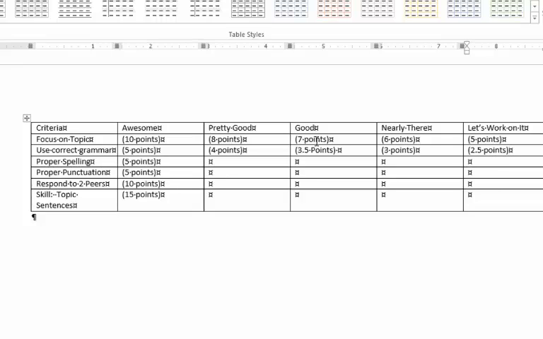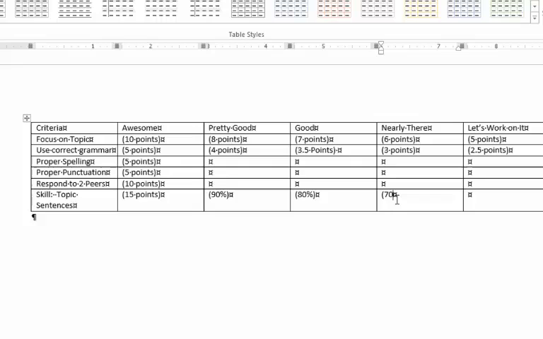You set the standard wherever you want to set the standard. And it may not be the same for everything. For the topic sentence to be pretty good, they may have had to do that at a 90% level. And so I would put in whatever 90% is. And to be good, they would have to be at the 80% level. So not all of your criteria, the awesome, pretty good, good, nearly there, and so on, have to be exactly the same. You can adjust that based on what you're trying to do, what you're trying to focus on.